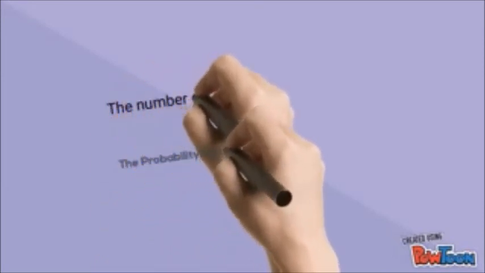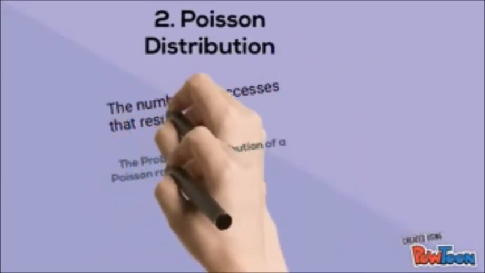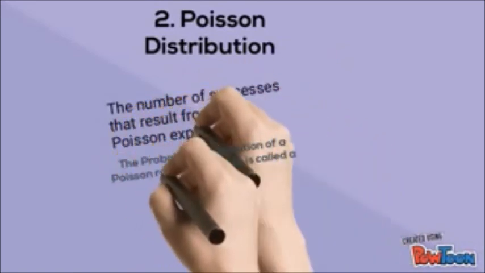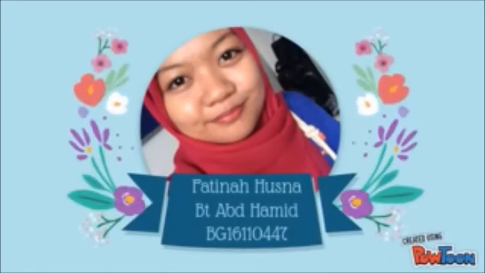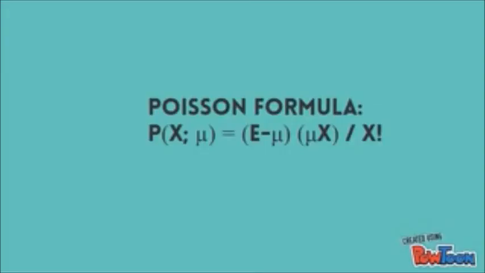The second solution is the Poisson distribution. A Poisson random variable is the number of successes that result from a Poisson experiment. The probability distribution of a Poisson random variable is called the Poisson distribution. The Poisson formula is as shown.